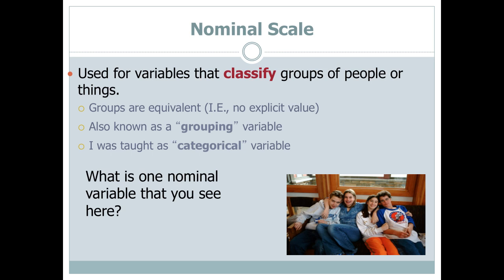So let's get started with nominal. Nominal variables are categorical variables. They are variables that you could not measure with numbers in a mathematical sense. You could count the frequency, but numerically it would make no sense.